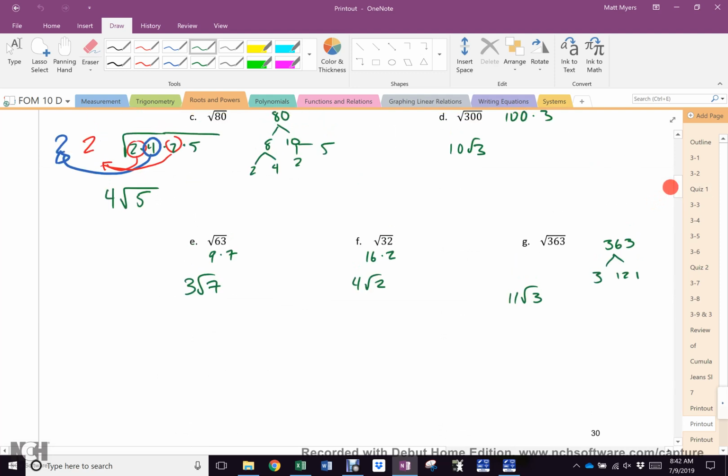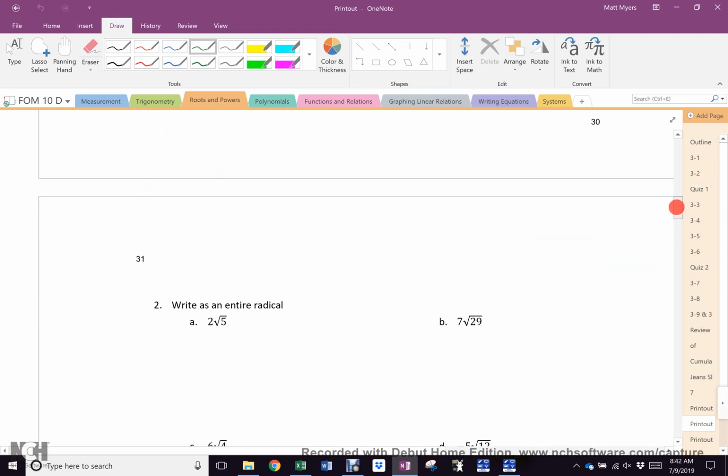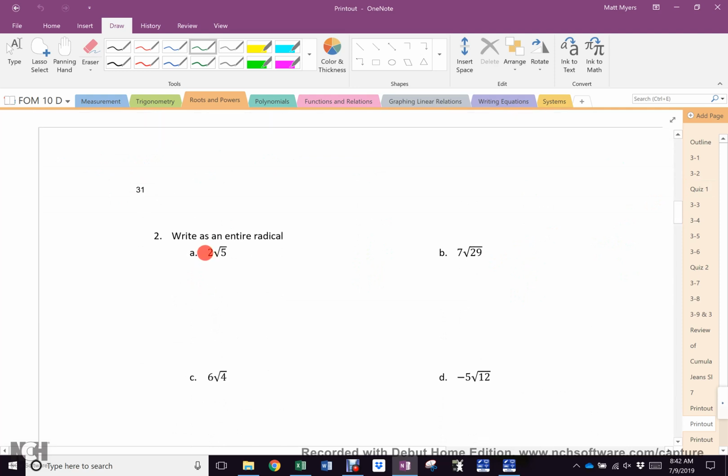Okay, that's going from entire to mixed. What if we go back the other way? If there's a 2 out here, how many 2's are under here? 2 of them. So this is the root of 5 times 2 squared, which is what? 2 squared is? 4 times 5 is? 20. If there's a 7 out here, how many 7's are under there? 29 times 7 squared, right? If there's a 6 out here, how many 6's are under here? 6 squared. This one's tricky. What's going back under the radical sign? There's already a 12. What else?